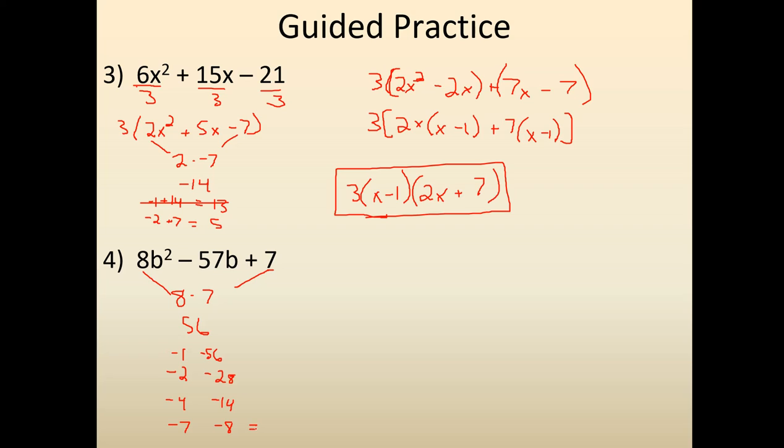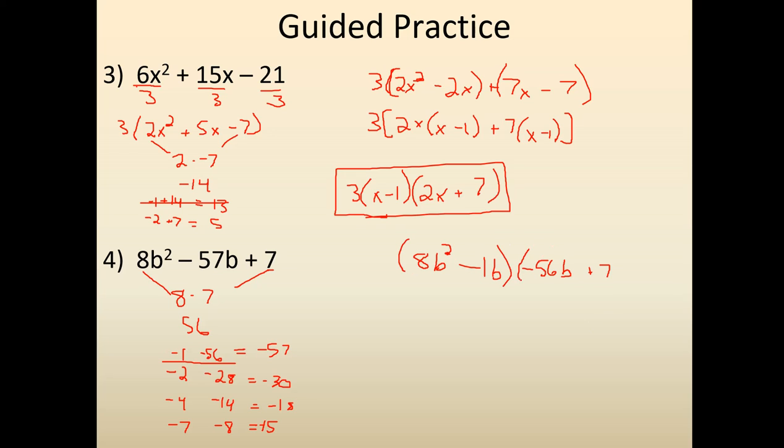So going through all these, we can already say this would be negative 15, this would be negative 18, this would be negative 30, and this will be negative 57. So my two numbers are going to be negative 1 and negative 56. So rewriting this will be 8b squared minus 1b minus 56b plus 7. All right.